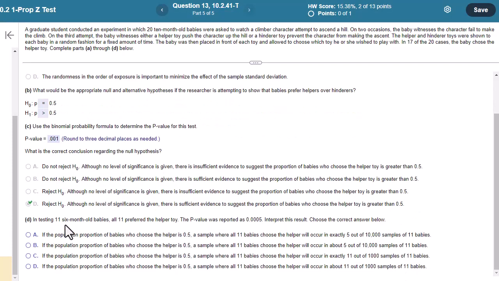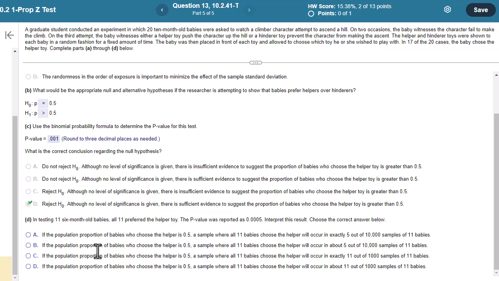So in testing 11 6-month-old babies, all 11 preferred the helper toy. And they went ahead and gave you the p-value here at 0.00005. Interpret this result. Okay, so what is this? This is 5 10,000ths. So if I were to do this again, if I did this 10,000 times, only about 5 times in 10,000 would we see a result this extreme.